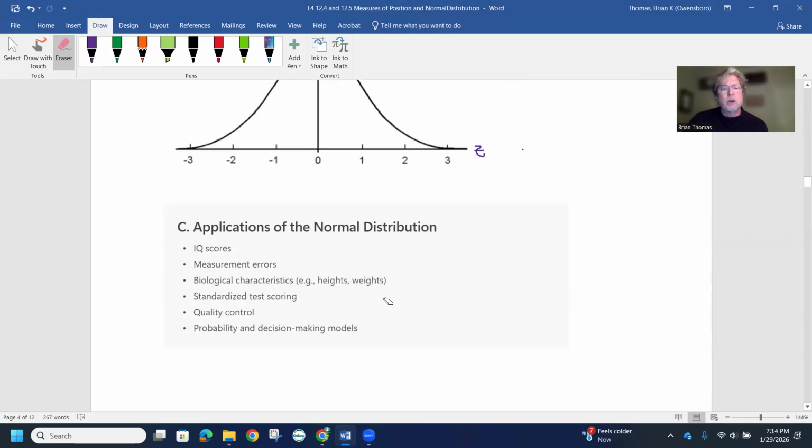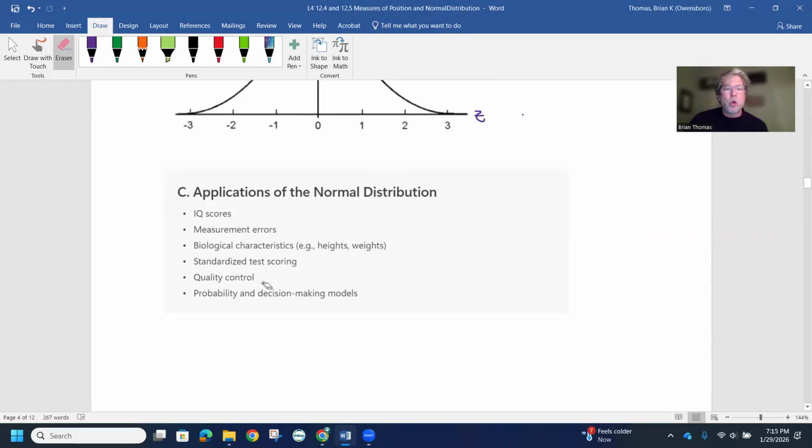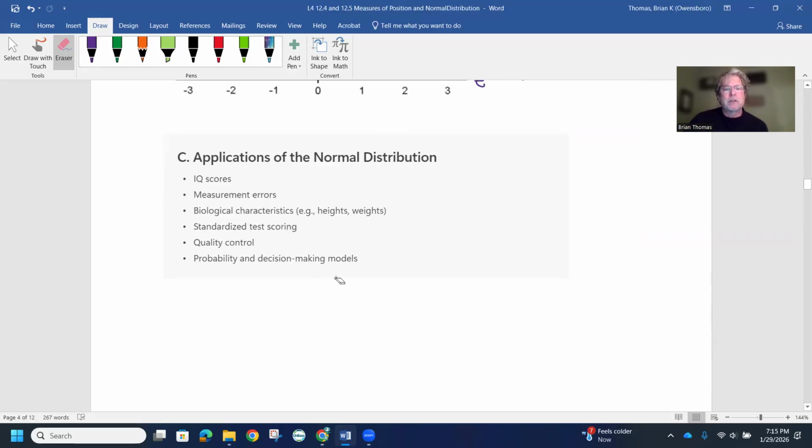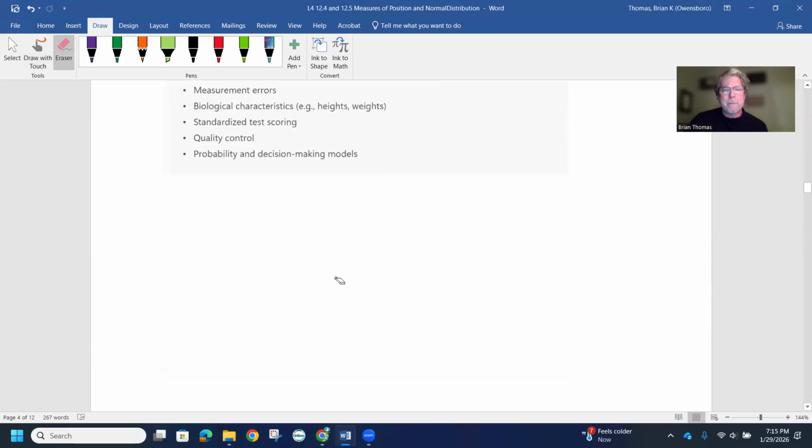So again, in your homework, you're going to be seeing applications involving normal distribution. So you'll probably see stuff with IQ scores, measurement errors, heights and weights, testing, quality control, and just decision-making models as well.